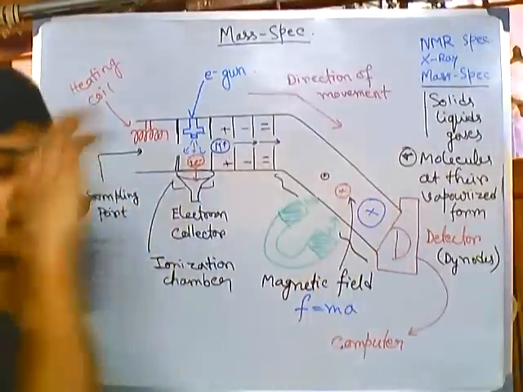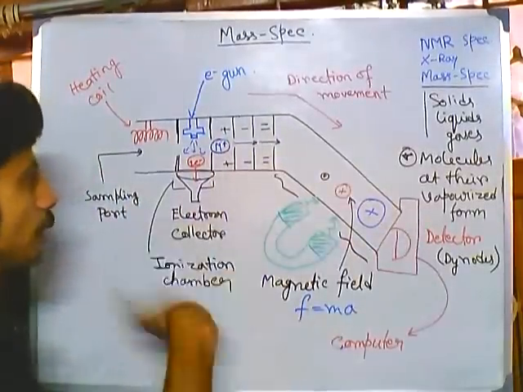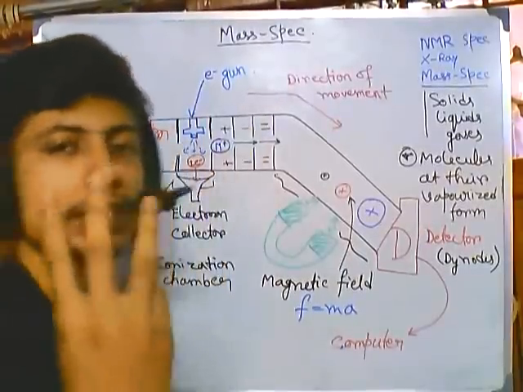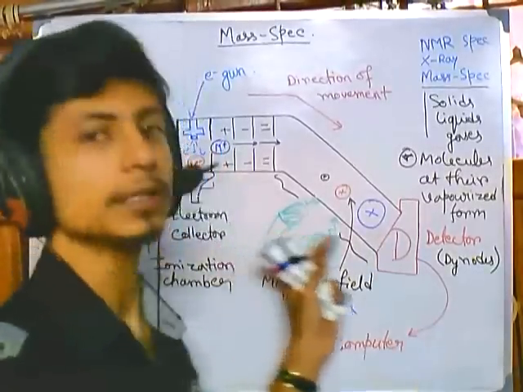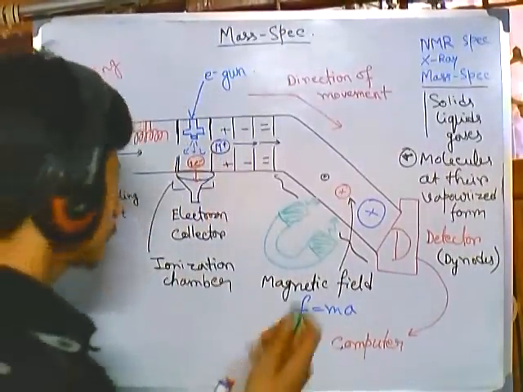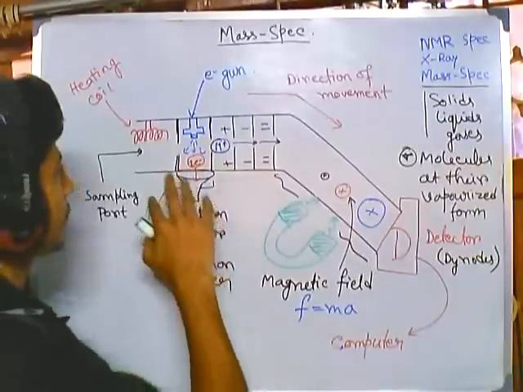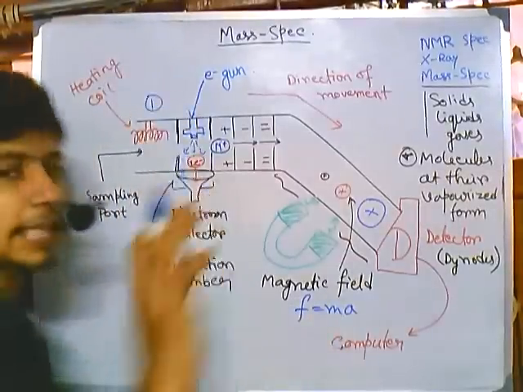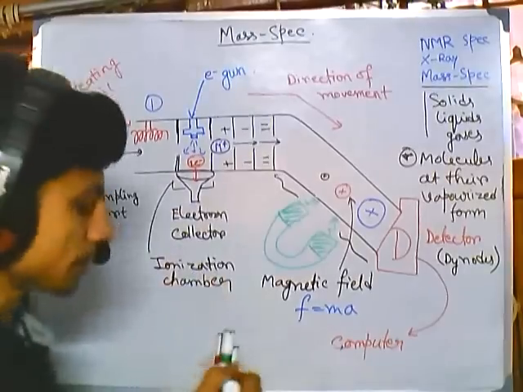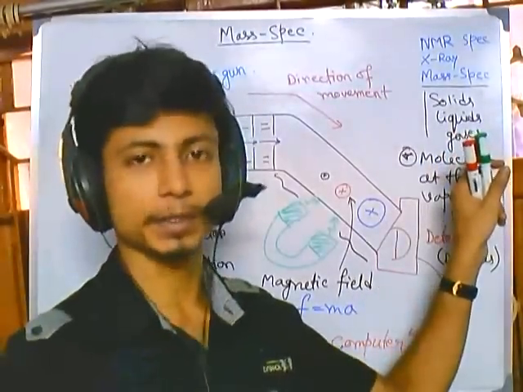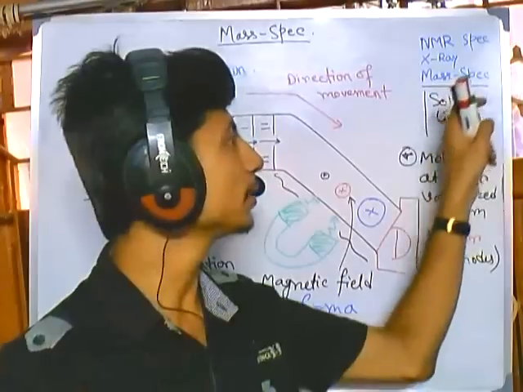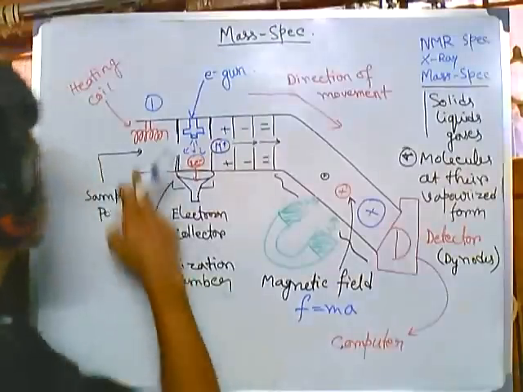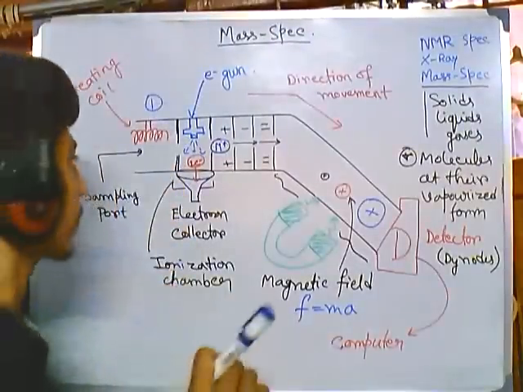So if this is the machinery, or the instrumentation, of mass spectrometry, we have seen that there are four, actually five different regions. The first region is the sample preparation region, because in mass spec we must have a gaseous sample, or a sample in vaporous form. But if you are dealing with solid and liquid samples, we need to make them into a gaseous form. That's why we need a heater here, which is the sample preparation port.